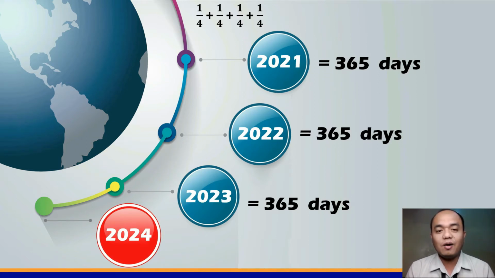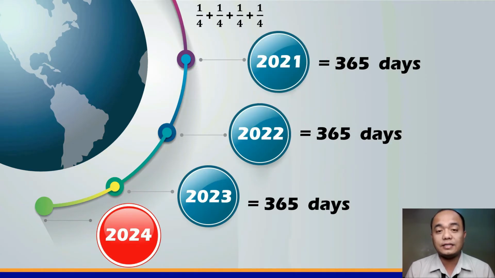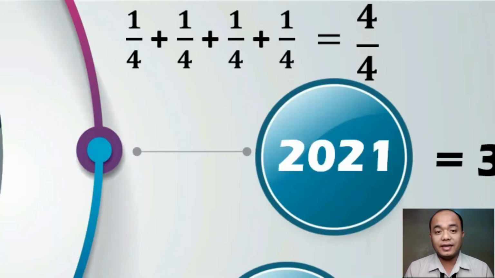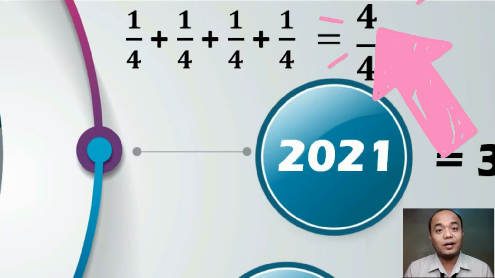So, let us add now. 1/4 plus 1/4 plus 1/4 plus 1/4 is equal to? Yes, 4/4. Paano natin nakuha yung 4/4? Yes, 1 plus 1 plus 1 plus 1 is equal to 4. And we just copied the denominator 4. That's why we get 4/4.